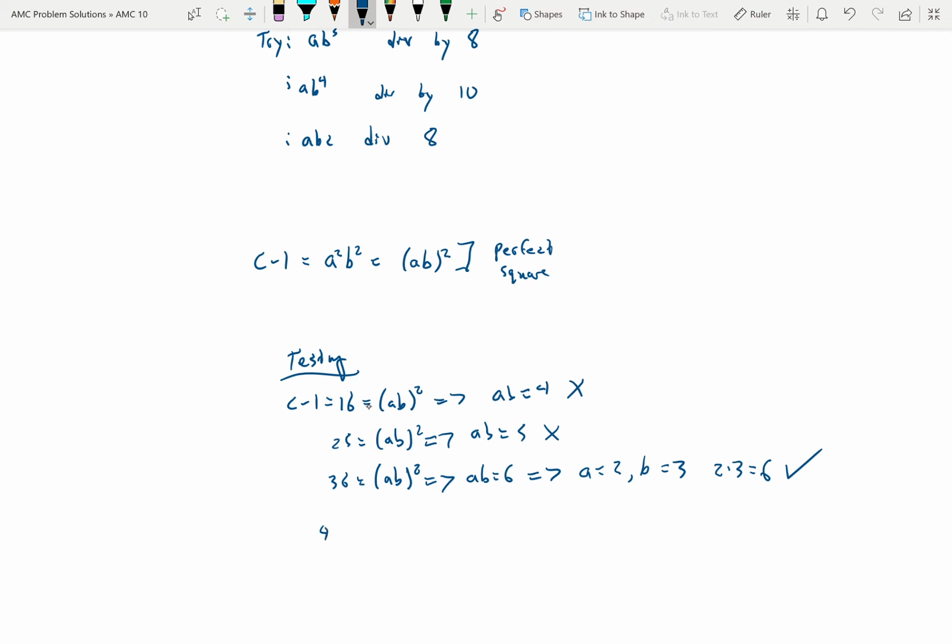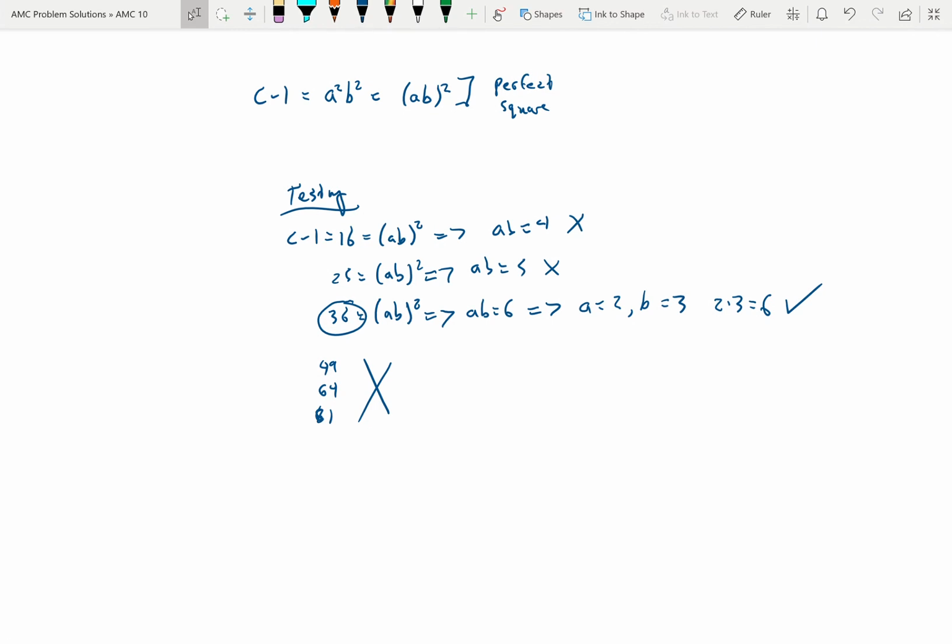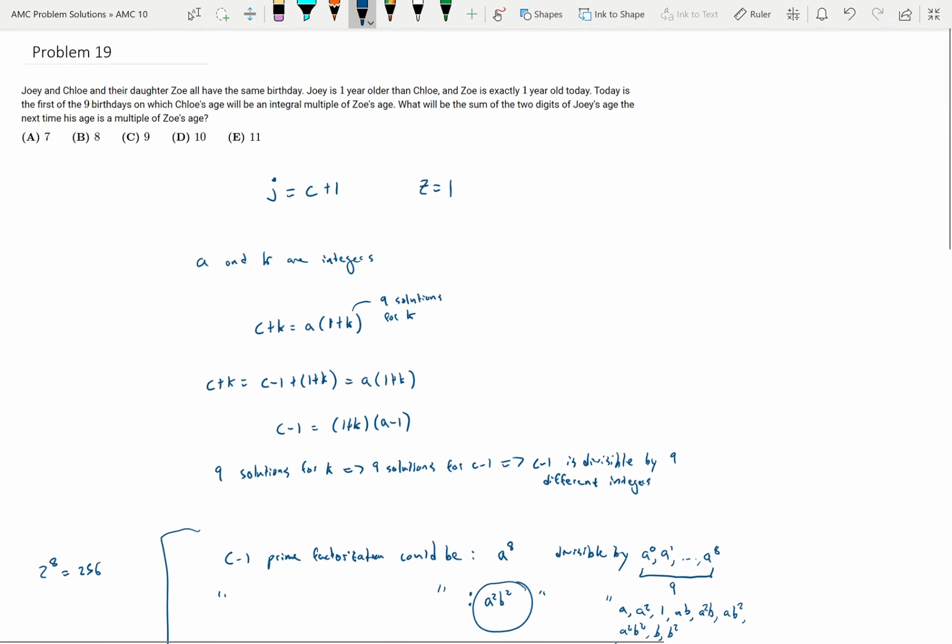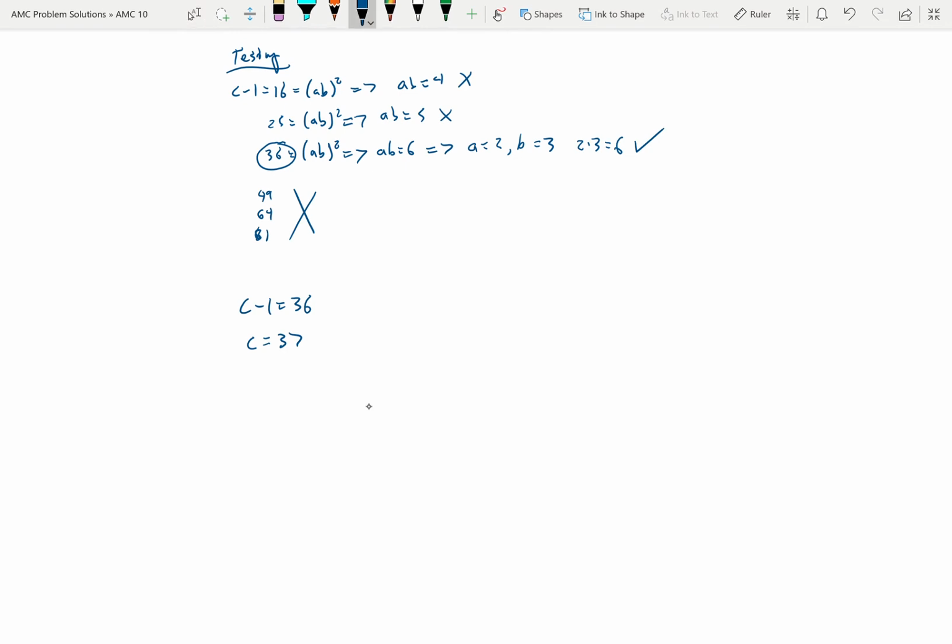And you can try the other prime numbers. You're going to find that the others, 49, 64, 81, aren't going to work. So basically, I've just found that c minus 1 is equal to 36. So since c minus 1 equals 36, I know that c equals 37. And going back to the equation we had above, j equals c plus 1. So j is going to equal 37 plus 1. J equals 38.